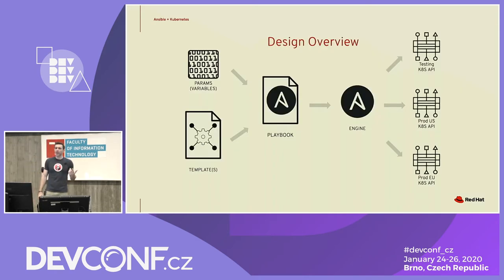So this is what it would look like roughly at a high level, that you have the parameters, you have the template getting pulled together in the playbook that gets run through the Ansible engine. This could also have been AWX or Tower, and then that can go out to different Kubernetes clusters.